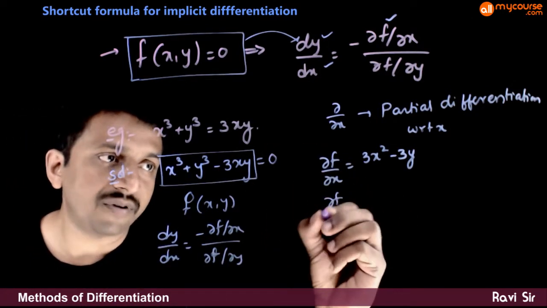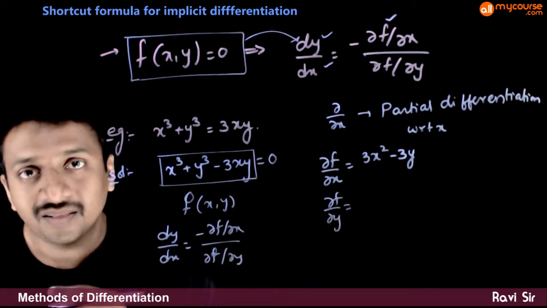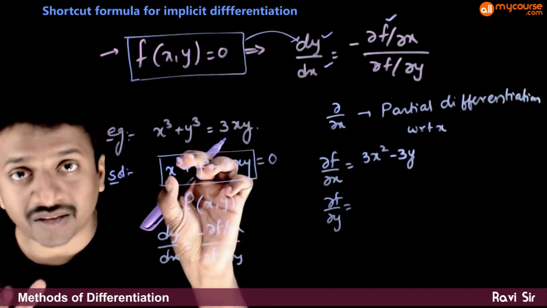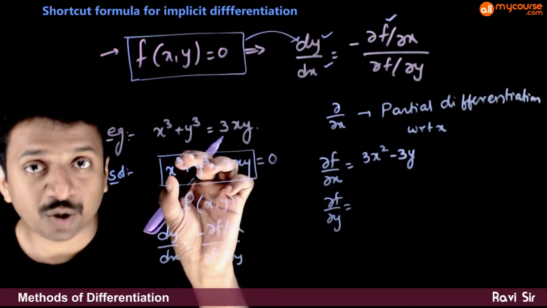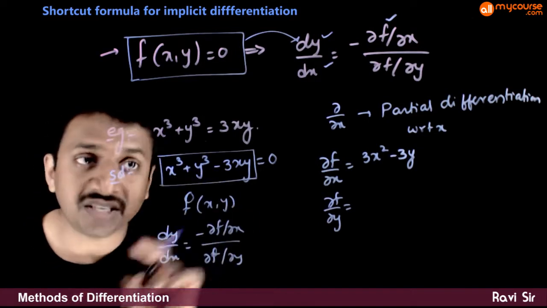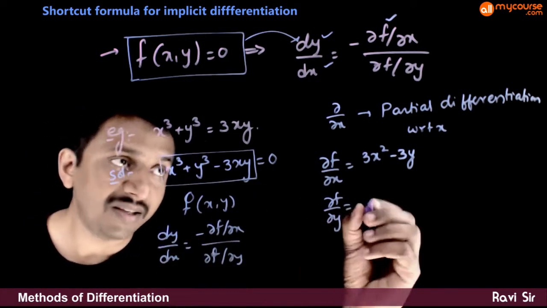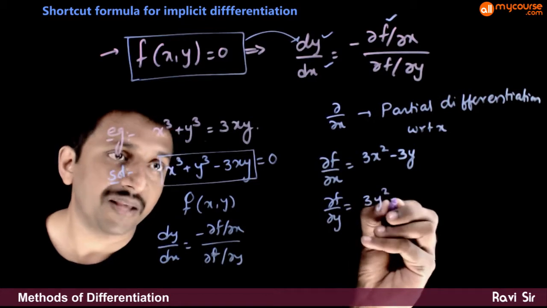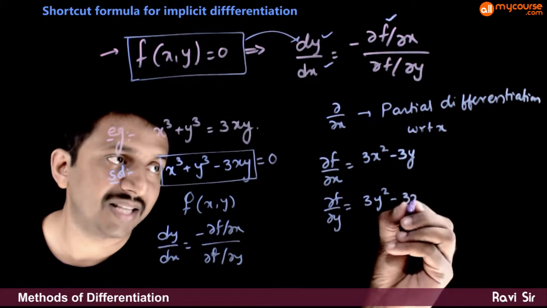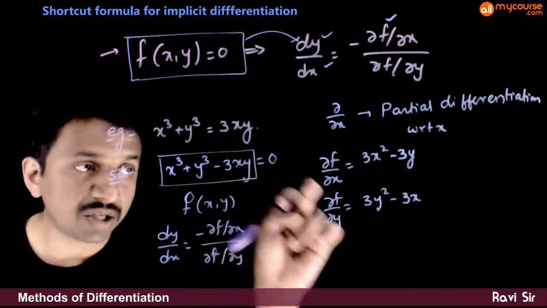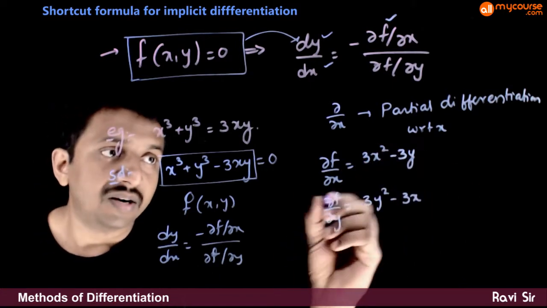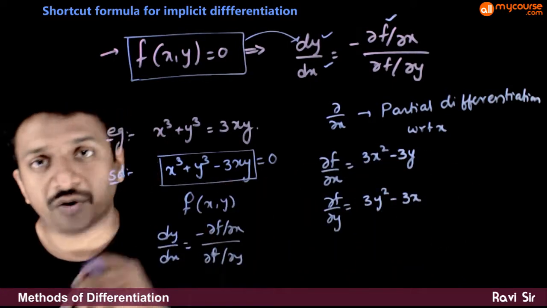And what is dou f by dou y this time? That is, you assume x as a constant this time. So what is the differentiation of x cube? Because we are assuming x as a constant, the differentiation will be equal to 0. And what is the differentiation of y cube with respect to y? 3y square. Minus 3x, x is a constant, 3 is a constant, so minus 3x times what is the differentiation of y with respect to y? 1. So dou f by dou x is this, dou f by dou y is this.